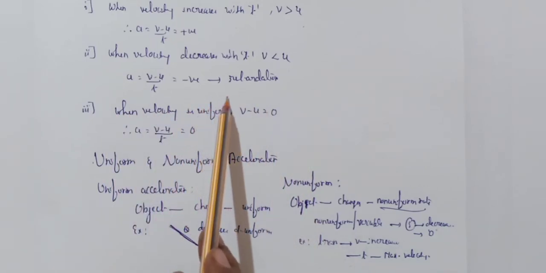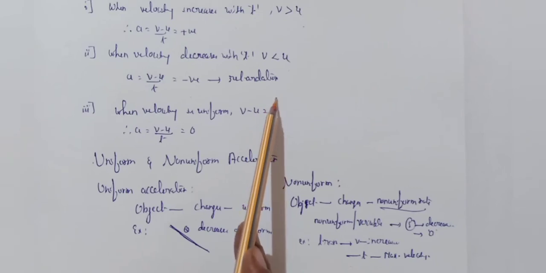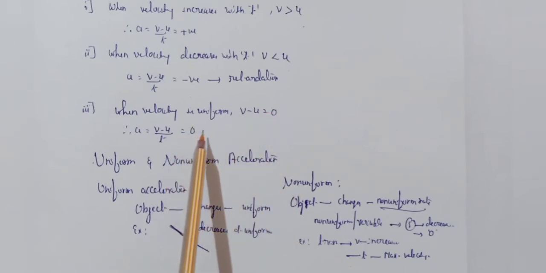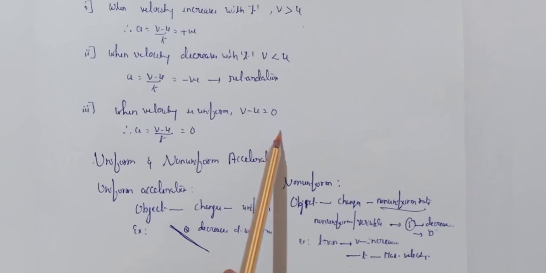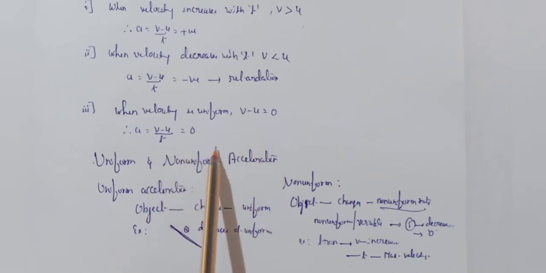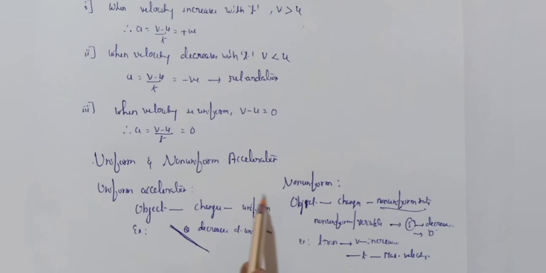The negative acceleration is also called retardation. When the velocity of an object is uniform, then the change in velocity is 0. So the acceleration is 0. Next, uniform acceleration. If an object changes its velocity at uniform rate, then the acceleration is said to be uniform acceleration. And if an object changes its velocity at non-uniform rate, then the acceleration is said to be non-uniform or variable acceleration.